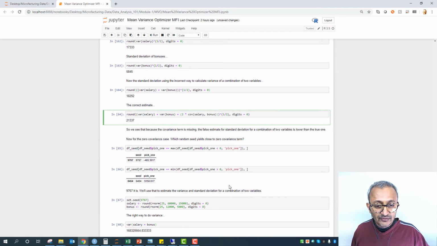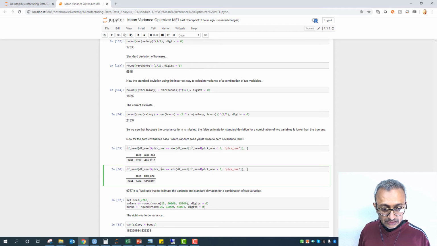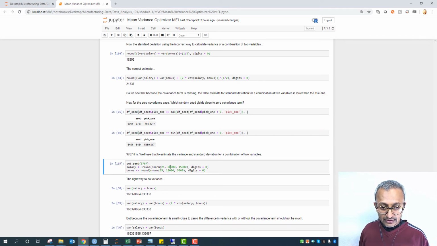Now let's find the seed which has no covariance, or as small a covariance as possible. So this is what we are doing now for the zero covariance case. We calculate a seed which is as close to 0 as possible, and we pick between these two seeds. This one is closer to 0 than this one, so we're going to pick 9767 as the seed, and we're going to extract a new series, salary and bonus, with 25 samples, same mean, same standard deviation as before.